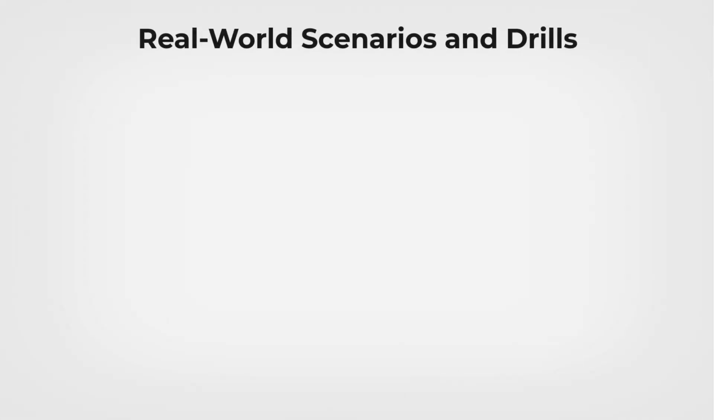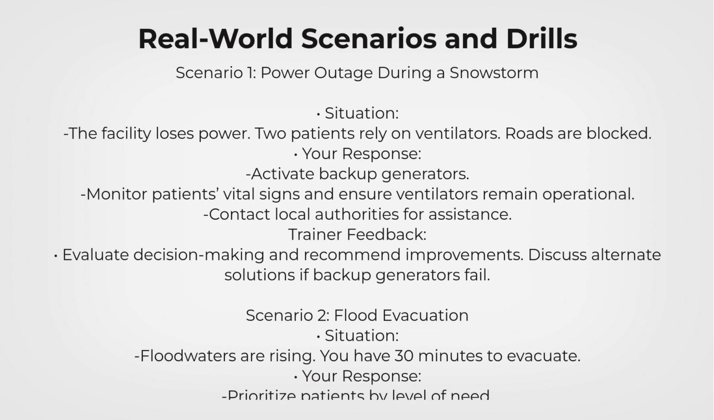Real-world scenarios and drills. Scenario 1. Power outage during a snowstorm situation. The facility loses power. 2 patients rely on ventilators. Roads are blocked. Your response: activate backup generators. Monitor patients' vital signs and ensure ventilators remain operational. Contact local authorities for assistance.